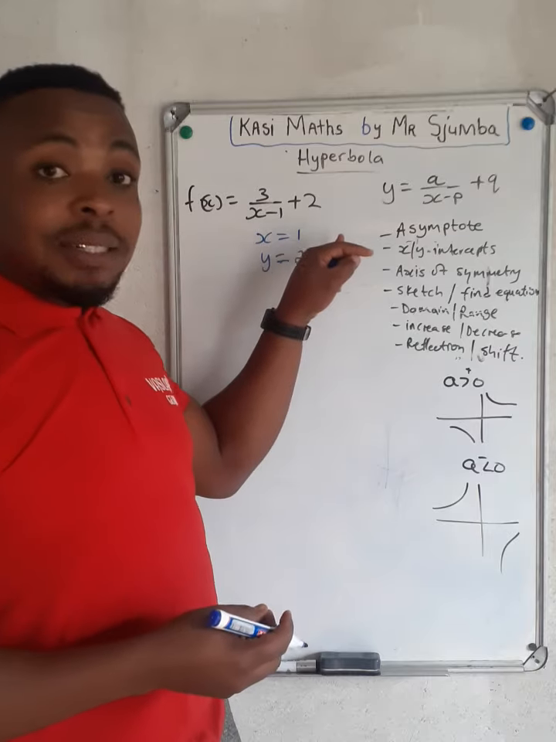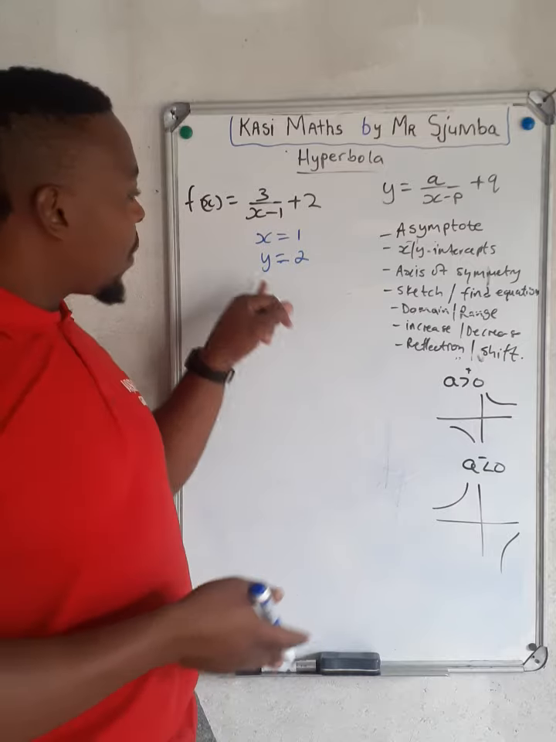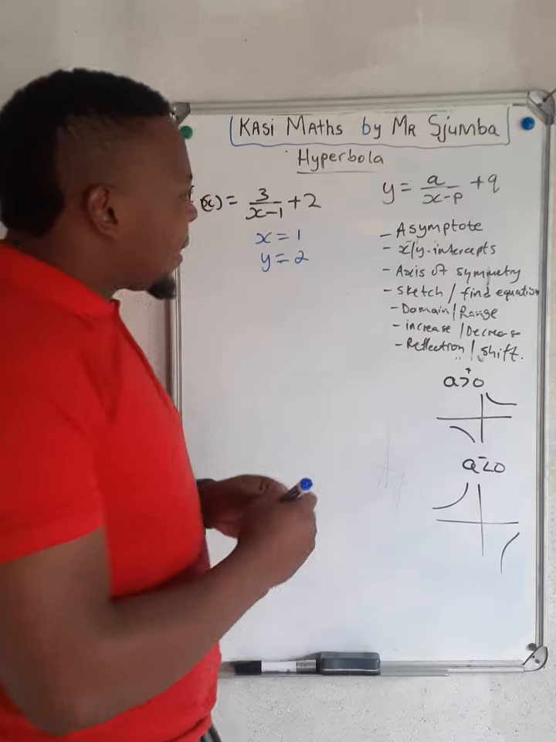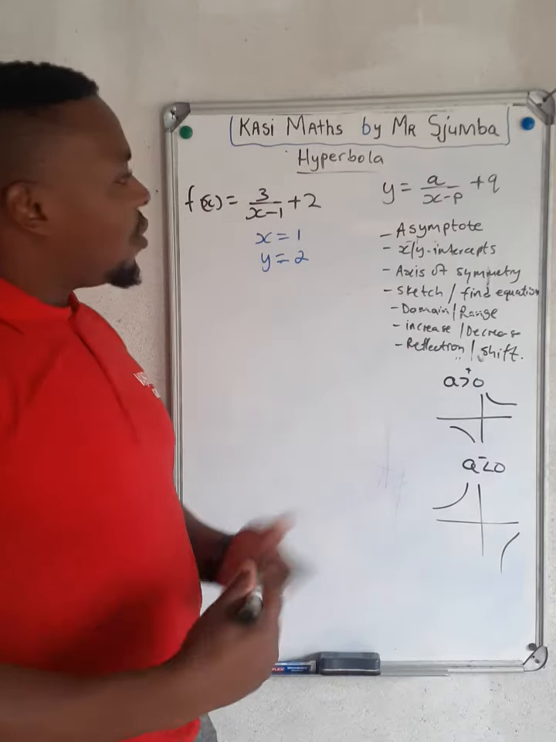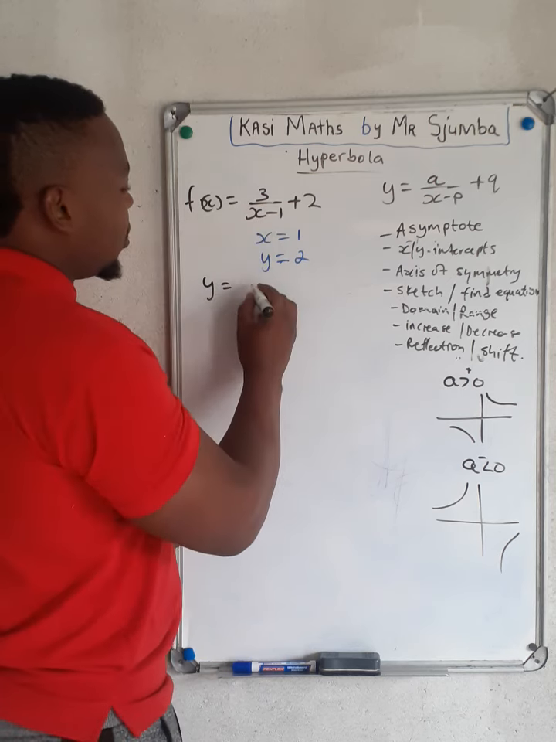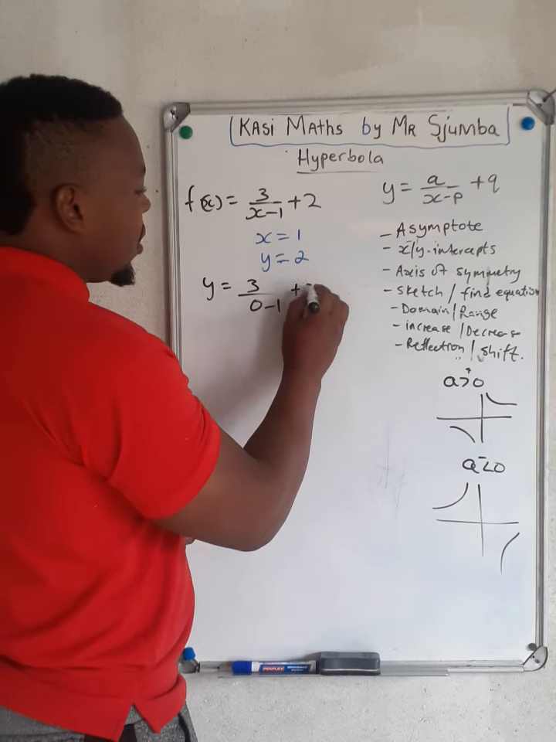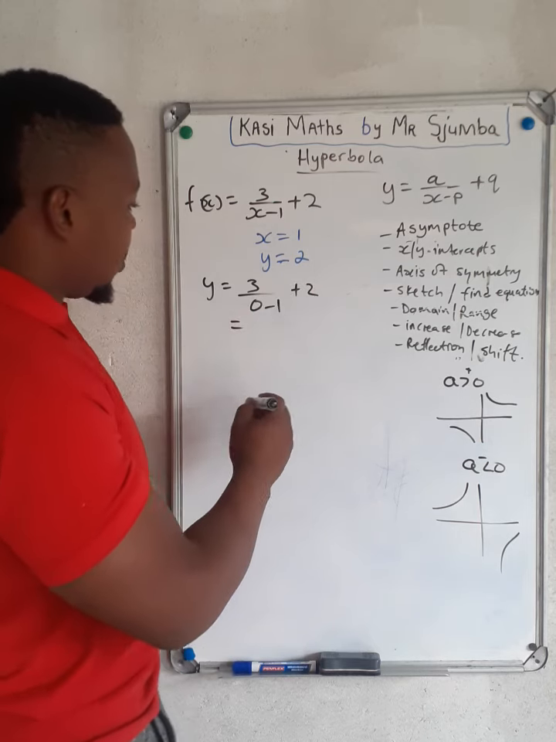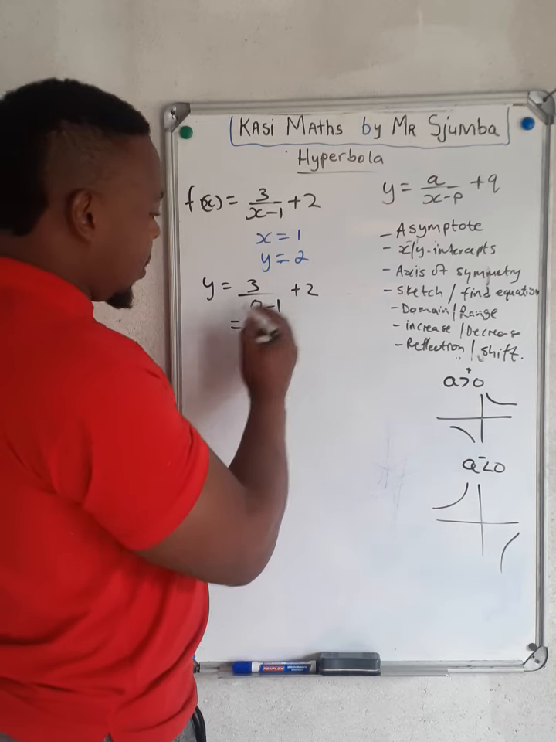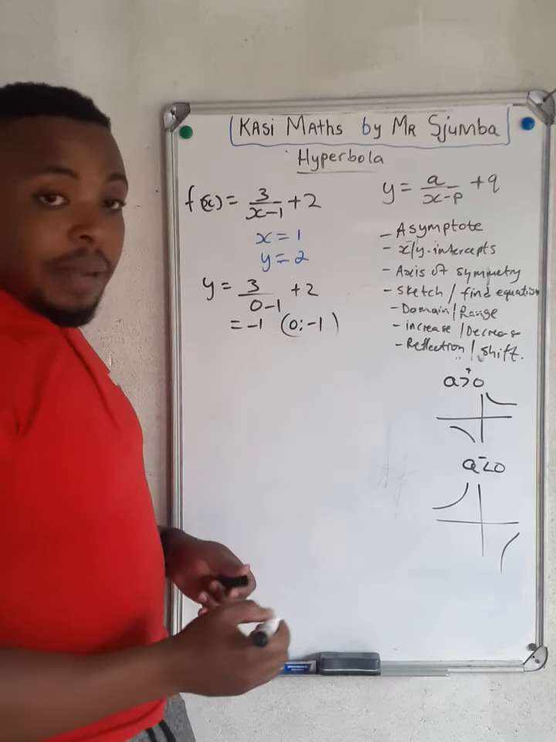So this is a vertical asymptote, on the x axis, and the horizontal one is on the y axis. Now for the x intercept and y intercept. For the y intercept, we make x equal to 0: 3 over 0 minus 1 plus 2. That is 3 over minus 1, which is minus 3 plus 2, so minus 1. The y intercept is (0; minus 1).